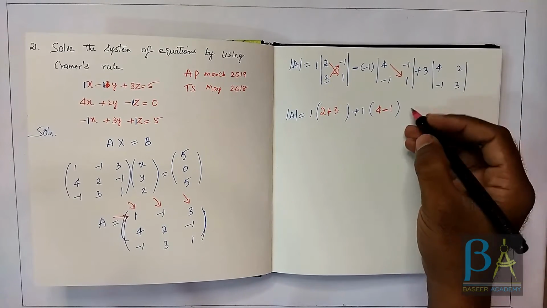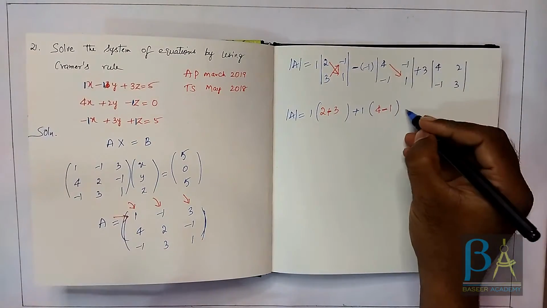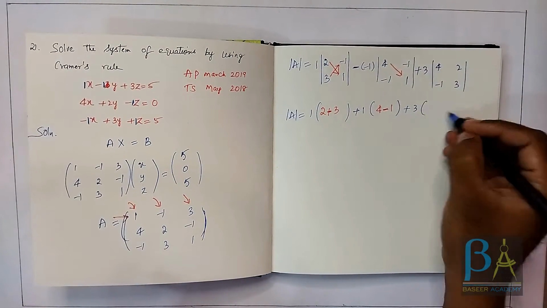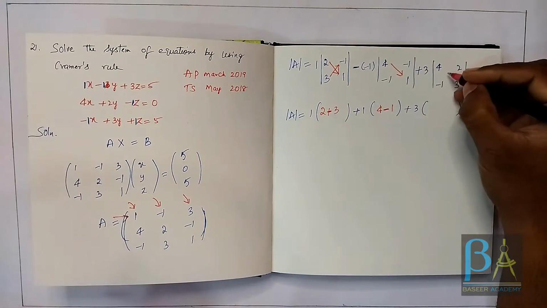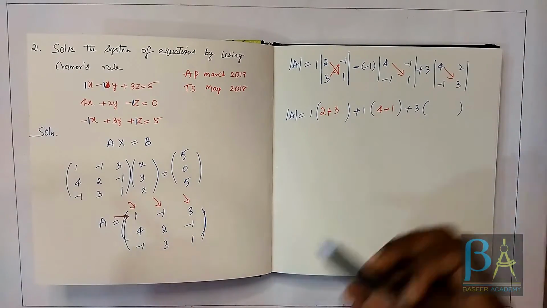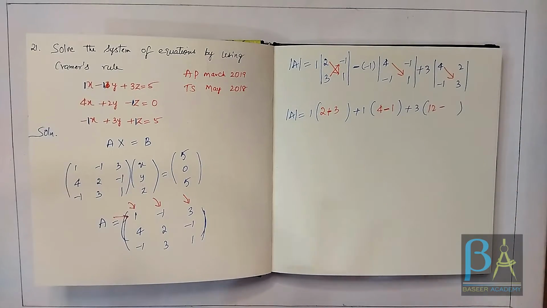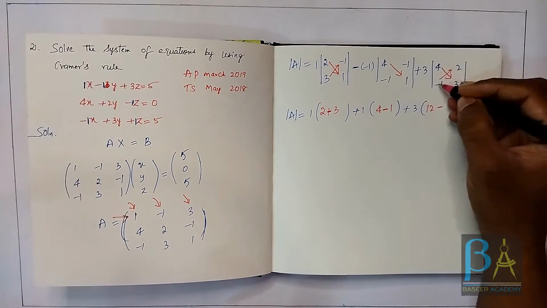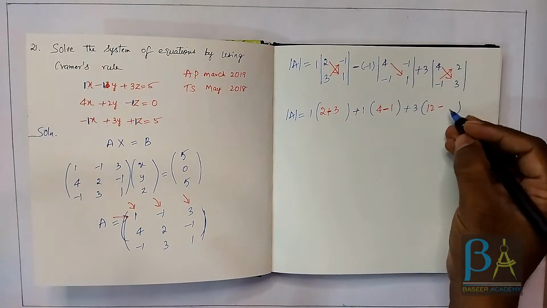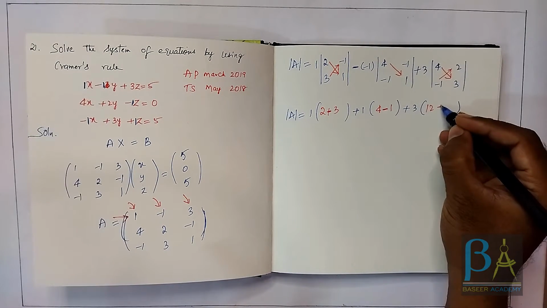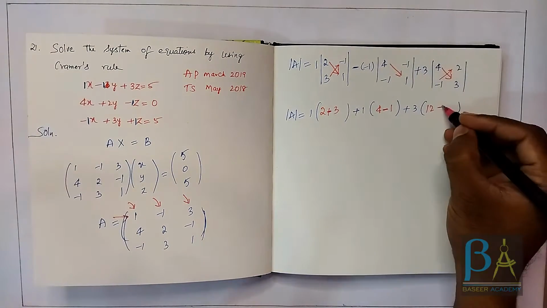And then you have plus 3 into 4 into 3 is 12. Keep a minus sign and then multiply these two numbers. Minus 1 into 2 is minus 2, but since you have a minus sign already here, you are going to make this plus 2.